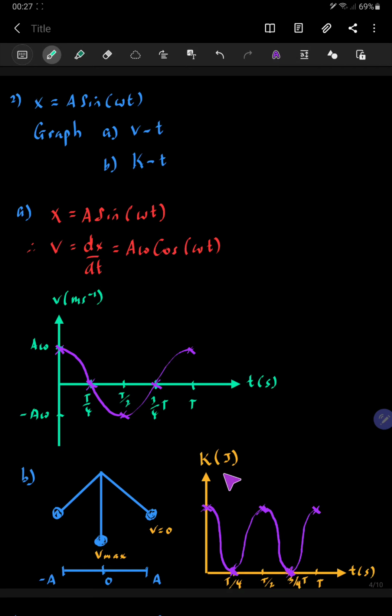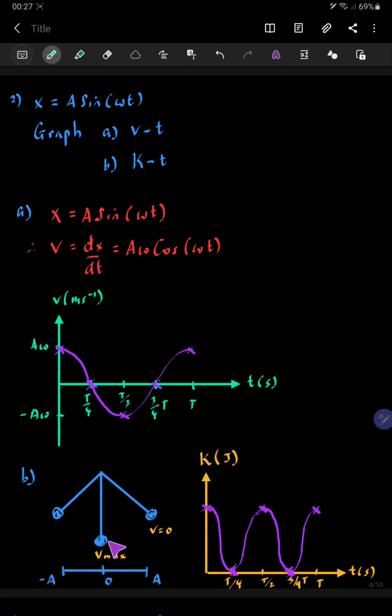Kinetic energy against time. Okay, so now remember, kinetic energy is a scalar, so we don't have any direction. That's why the graph is always positive. We don't have any negative values for the kinetic energy. Okay, so K against t. Alright, we just start at the equilibrium, so V is maximum. When V is maximum, K is also maximum, and then it reaches the amplitude, V equals 0, so K equals 0.